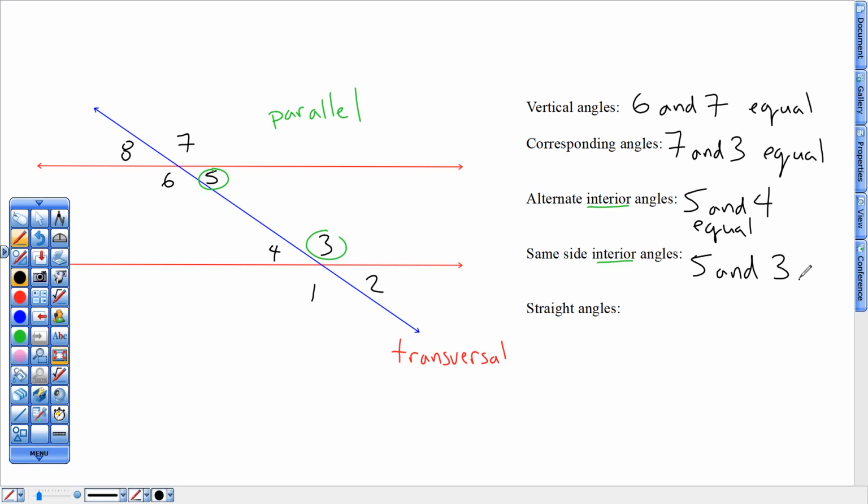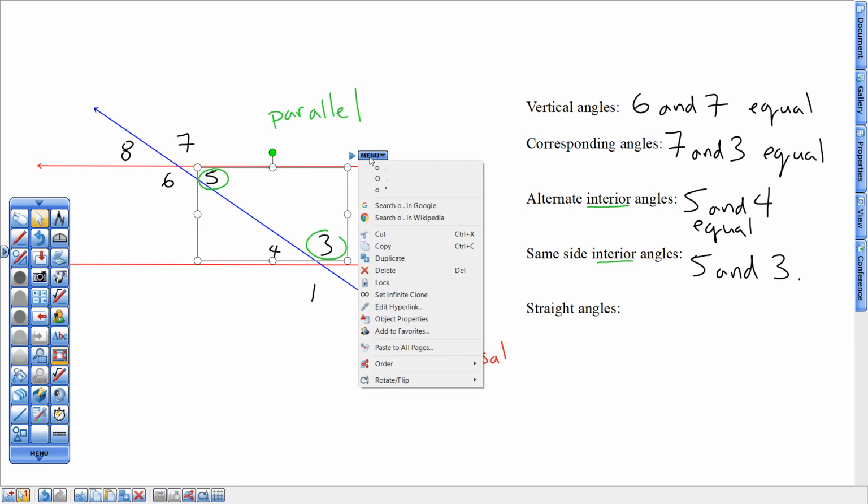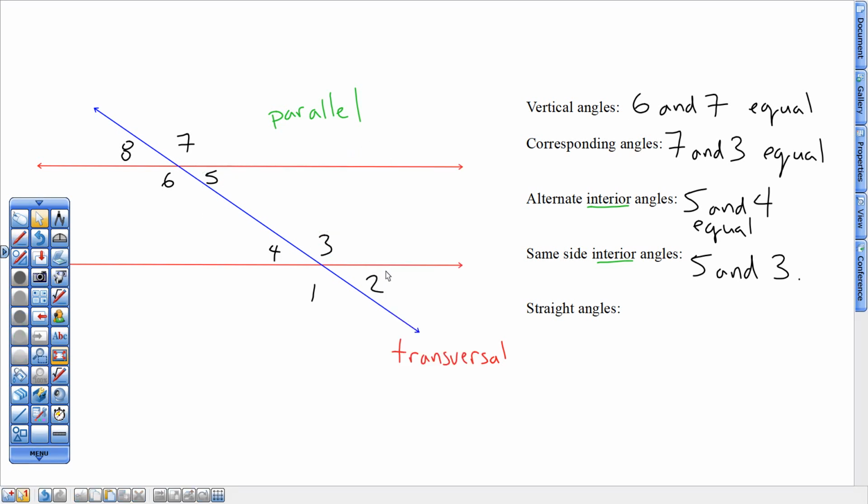And then the last one is, of course, straight angles. Any angles that are in a straight line right next to each other. Straight angles. Here's a pair of straight angles. Here's another pair. Here's a pair right here. But again, straight angles are always that characteristic, right next to each other, that add up to give you 180. Straight angles. And of course, any pair of straight angles have to be right next to each other. So I'm going to just go 4 and 1 just for an example.